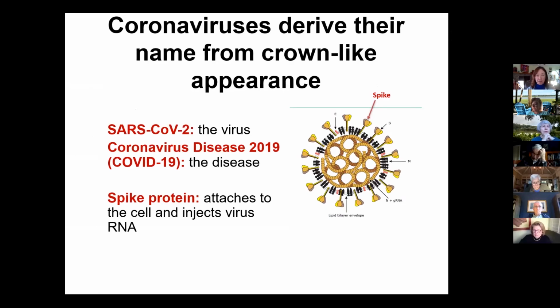So a little bit of biology background. And I think it's helpful to understand the terminology because often these words are used interchangeably. Coronaviruses are a group of viruses. Some coronaviruses just cause the common cold, but there's also SARS-CoV-2. That's the virus that causes the disease COVID-19.